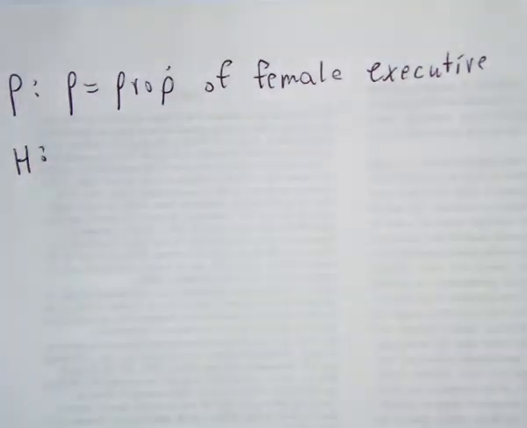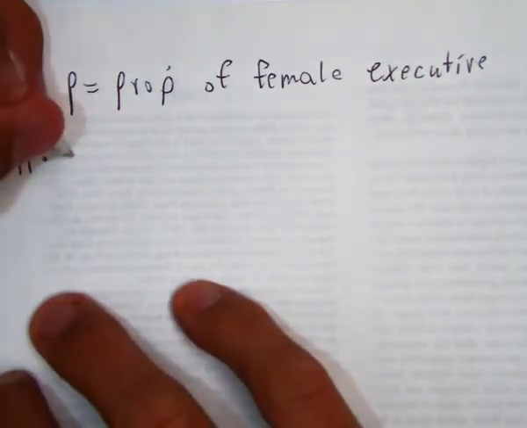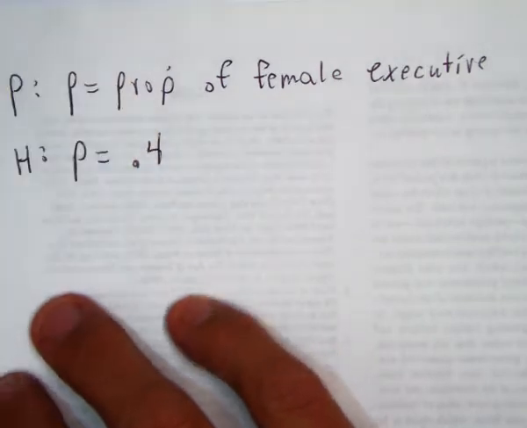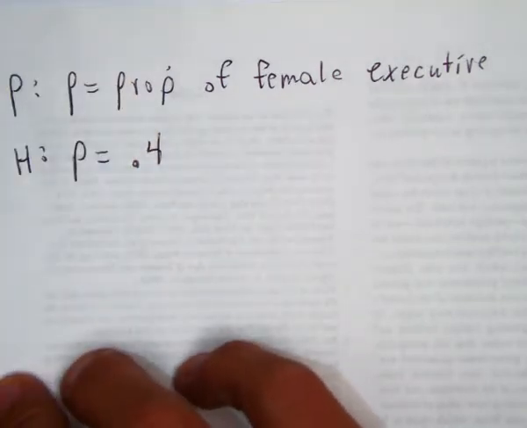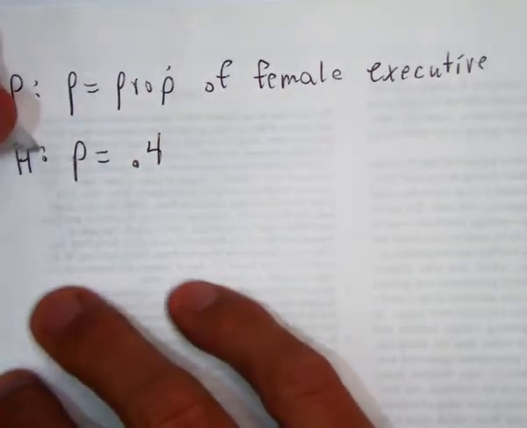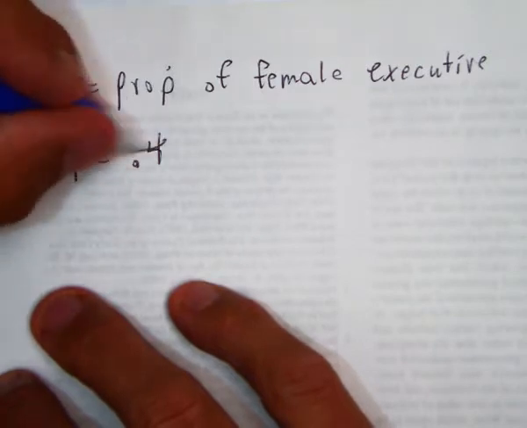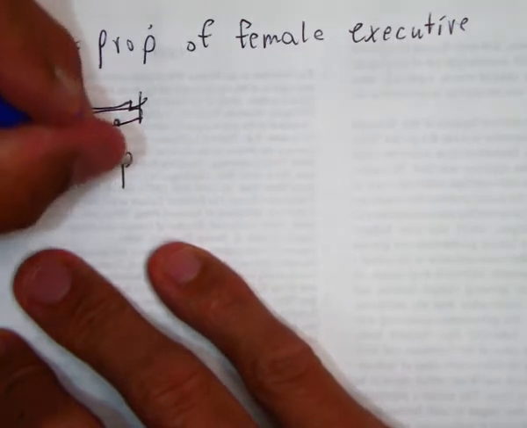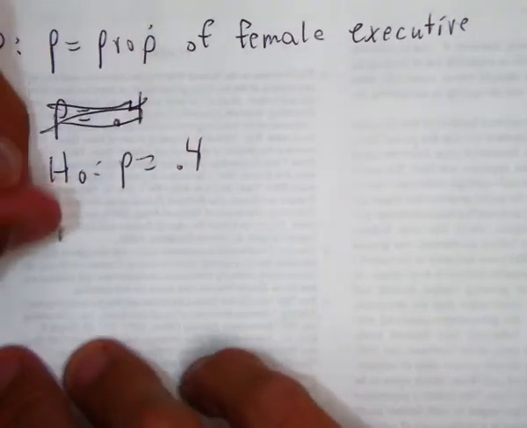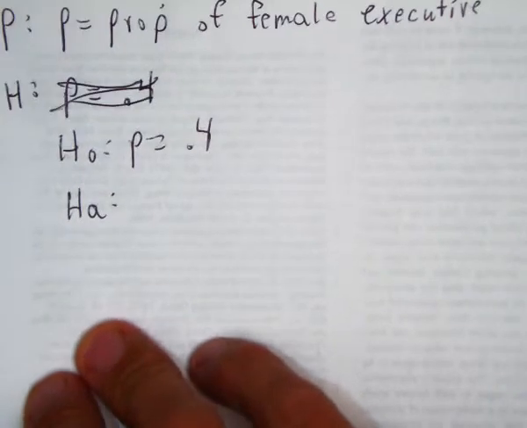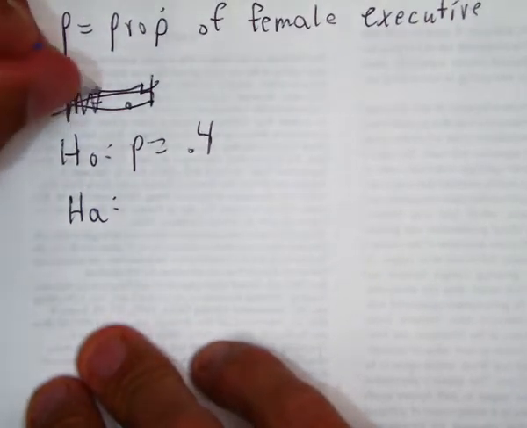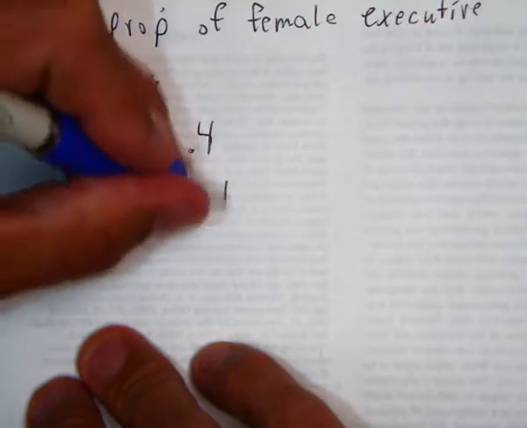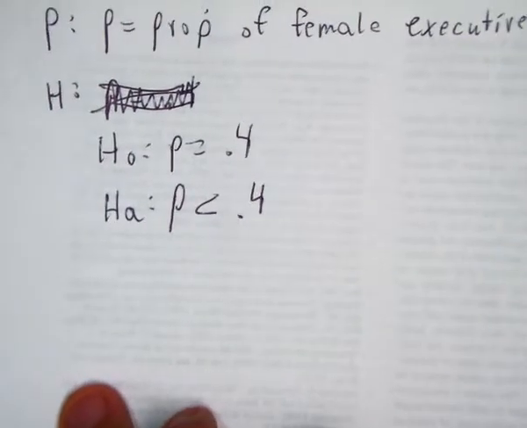The hypothesis: well, 40% of the company is female, and this should be H above. The null hypothesis is that P equals 0.4. The alternative hypothesis, well, what are we checking for? If it's more than 0.4, that's fine, but if it's less than 0.4, no good. So we're going to test that they're not meeting the expectations.